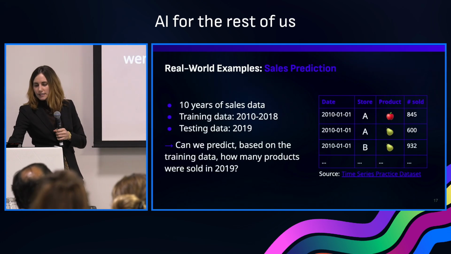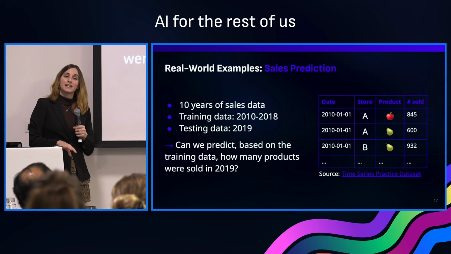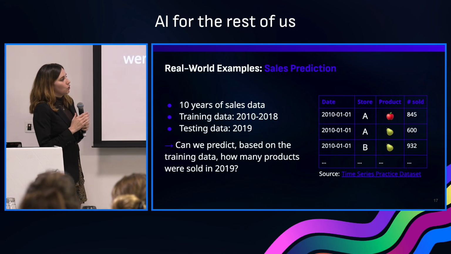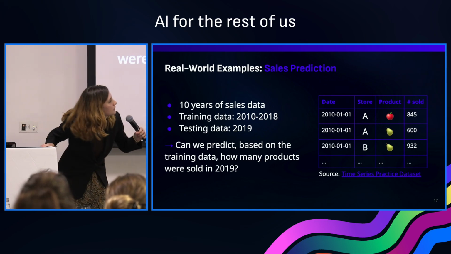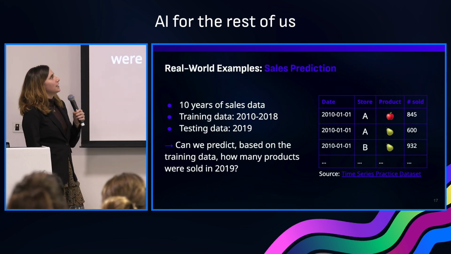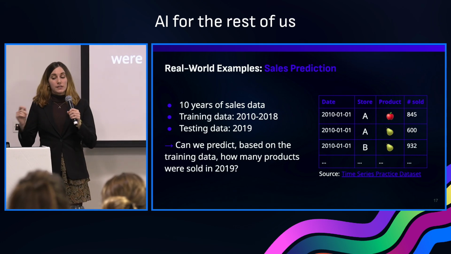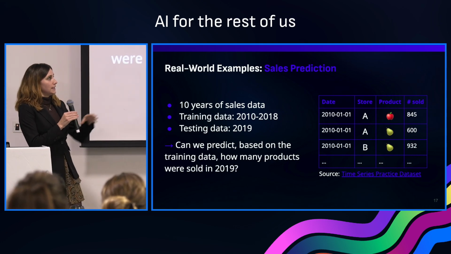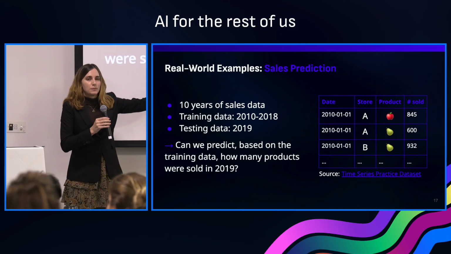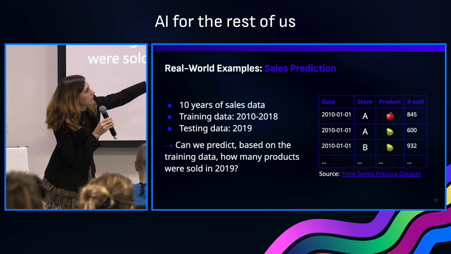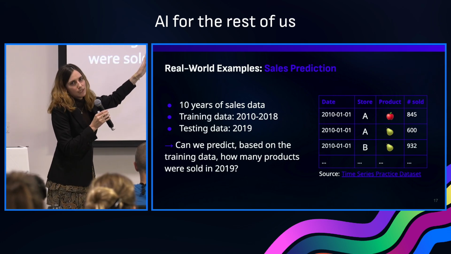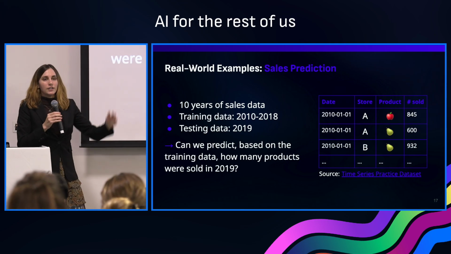Then another example, sales prediction. This case is a tiny bit more complicated, but bear with me. I also took an openly available data set, a time series practice data set that's open sourced. It contains 10 years of sales data where we have the date of when something was sold in a particular store of a particular product. So we have 845 apples sold in store 8 on the 1st of January this year. And this is the kind of data we have in a table, right?